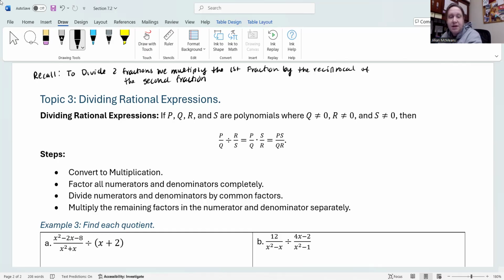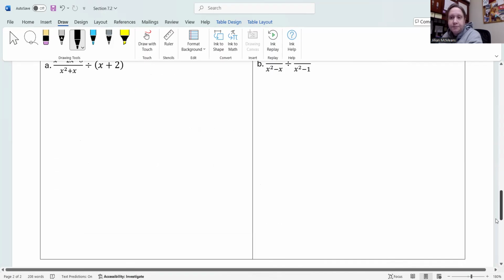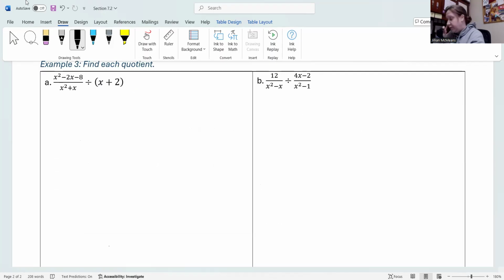So example 3 says find each quotient. So basically just divide. So for part A, it looks a little funny. We're going to make sure we write this in fraction form first. So, or rational expression form, I don't know. So we have x squared minus 2x minus 8 all over x squared plus x divided by x plus 2. I'm going to go ahead and just write it as x plus 2 over 1 because I want it to be in fraction form before I do the reciprocal thing, okay? So plain old x plus 2 can easily be written as a fraction by just saying x plus 2 over 1, okay?